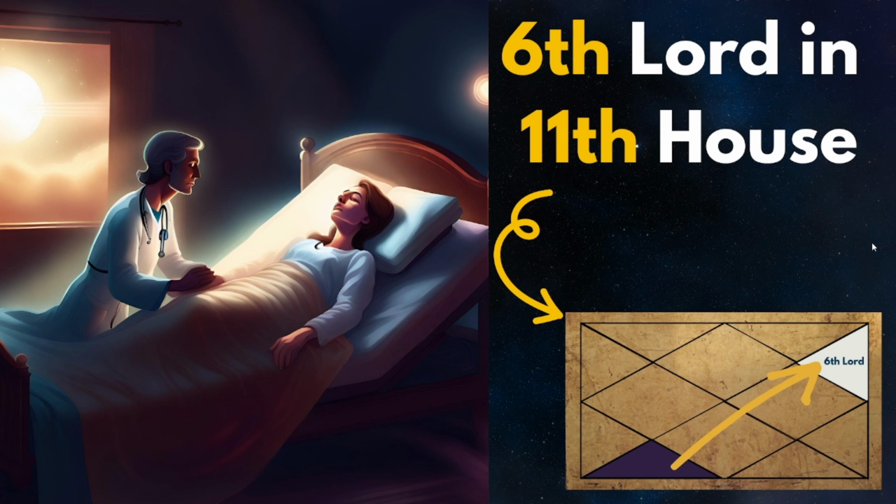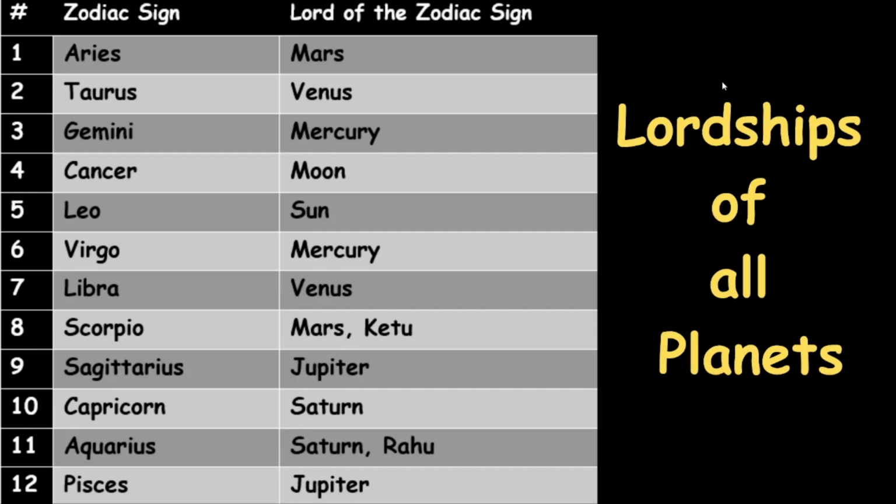Today we will discuss the placement of the sixth lord in the 11th house of a birth chart in Vedic astrology. What do you mean by the Lord of the House in Vedic astrology? Now, each planet has a responsibility of handling either one or two houses. So these planets become the Lord of those houses.